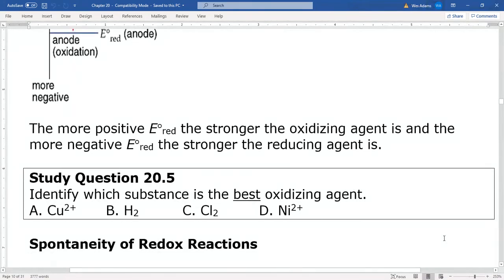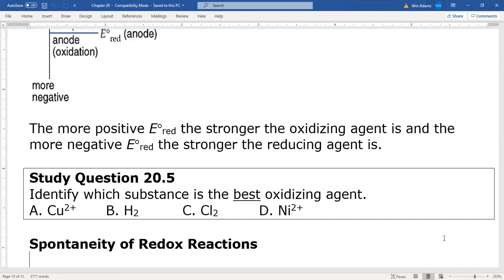So which substance is the best oxidizing agent? We need to look. Oxidizing agents are things that would tend to be reduced. So hydrogen, H2, is already in a pretty reduced form. It's unlikely to go to hydride in aqueous solution, so we can rule B out. Chlorine likes to be reduced. Nickel and copper ions can be reduced. It's more likely that chlorine has the bigger reduction potential.